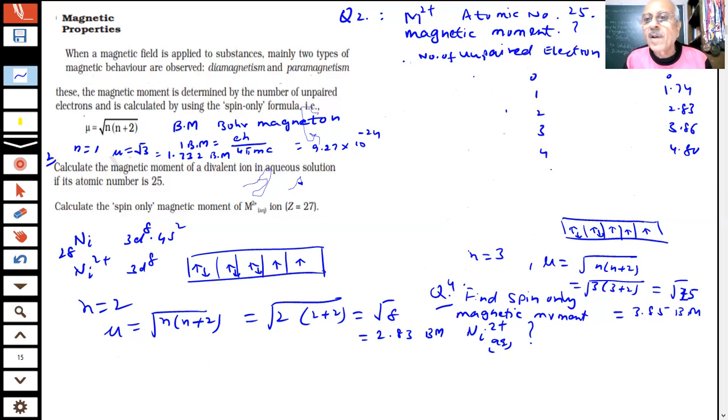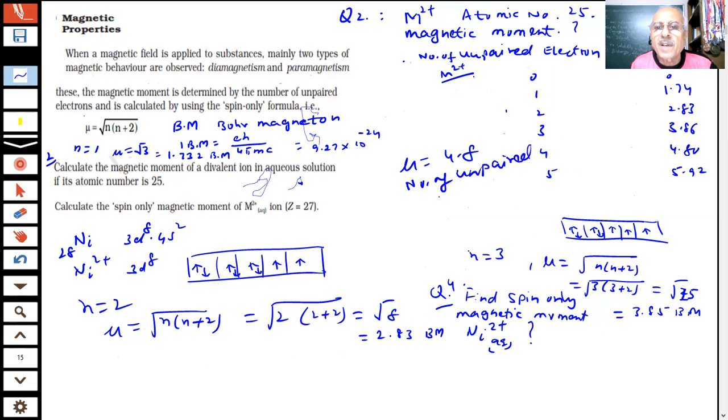So these values have to be learned. No, nobody's asking you to learn; I'm just giving you the trend. 5 unpaired electrons, 5.92. Can there be 6 unpaired electrons? No, I'm talking of M2+. If the number of unpaired electrons is 5, then it is 5.92. Or if the Bohr magneton is given to me, supposing they say 4.8 is the Bohr magneton, find the number of unpaired electrons.